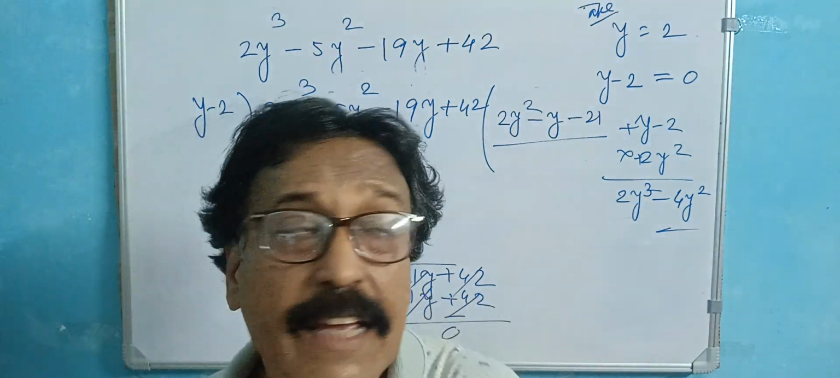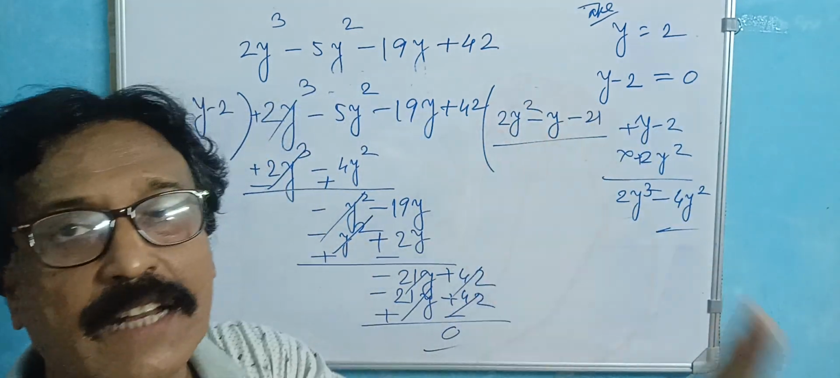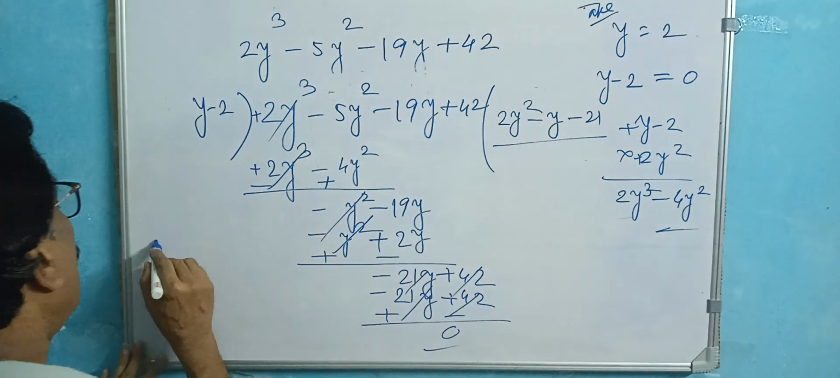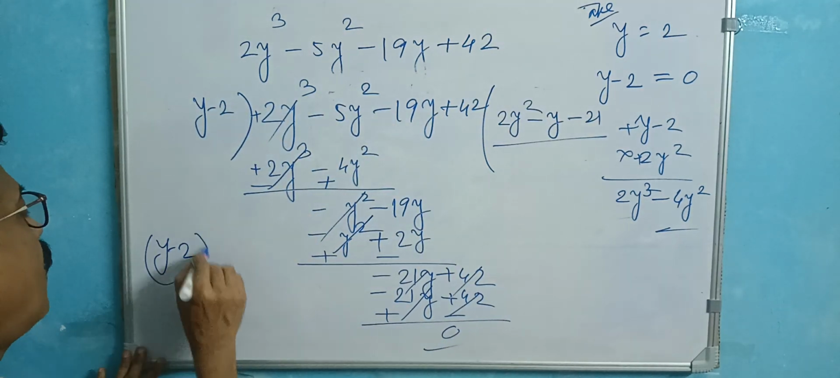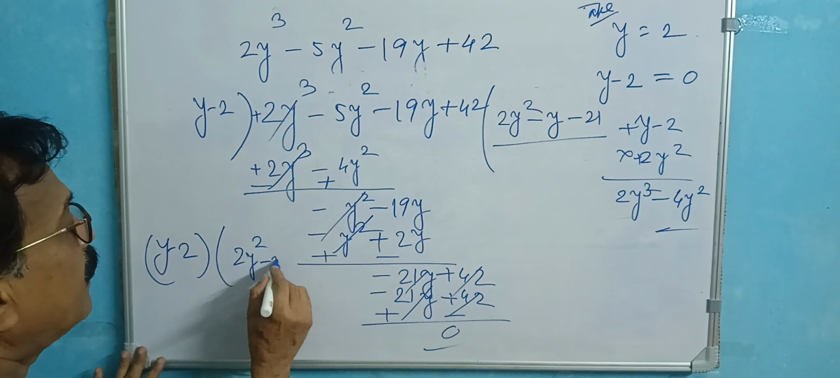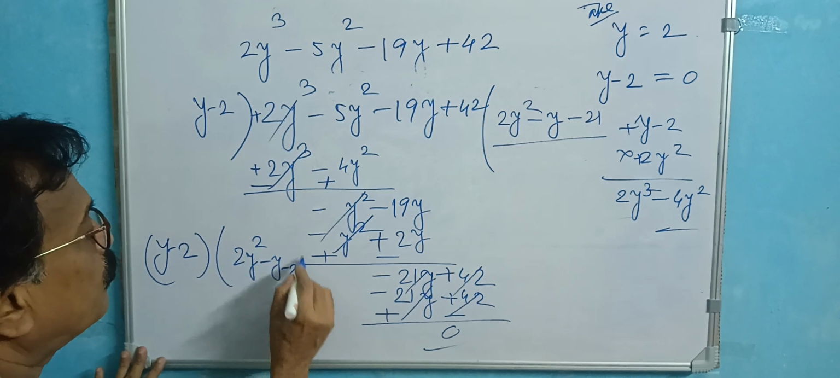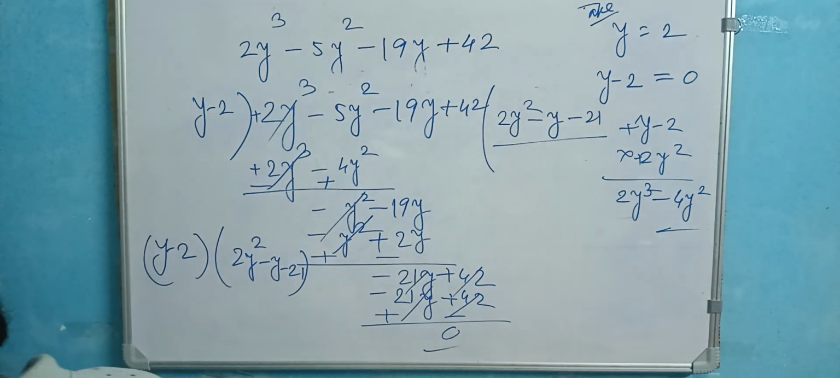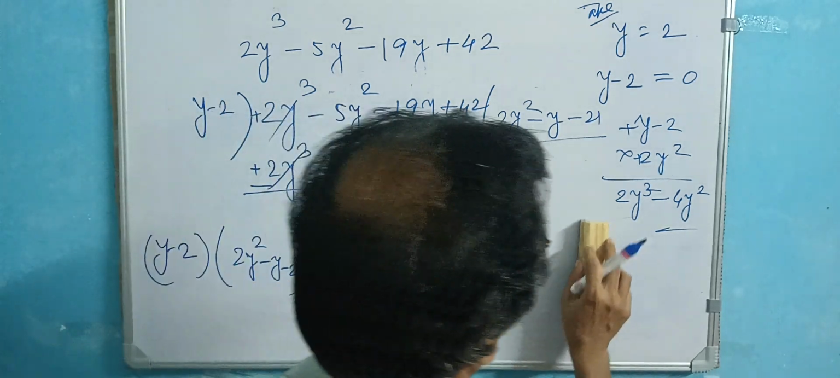Now you see, it's possible to do middle term factoring on this other term. The one factor is y minus 2, and the other factor is 2y square minus y minus 21. These are the factors. It's possible to do middle term factoring. You just solve the middle term factor. Okay, so let me check it.